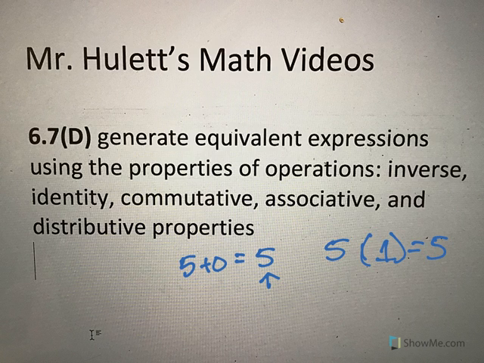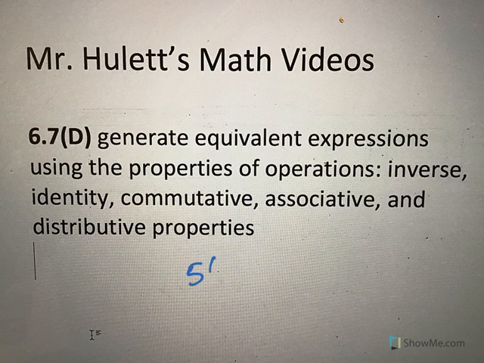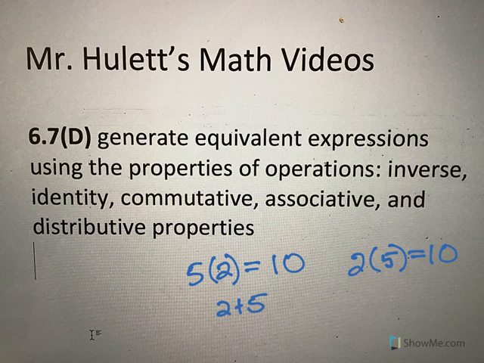Commutative property is pretty easy. 5 times 2 is 10, or 2 times 5 is 10. 2 plus 5 is 7, 5 plus 2 is 7. Now notice on both of these, on the multiplication, it didn't matter which order I did the multiplication, I still got 10. Or the addition, it didn't matter which order I did the addition, I still got 7.